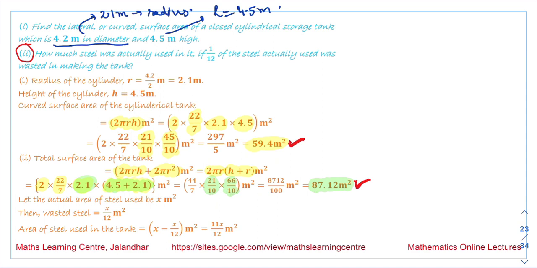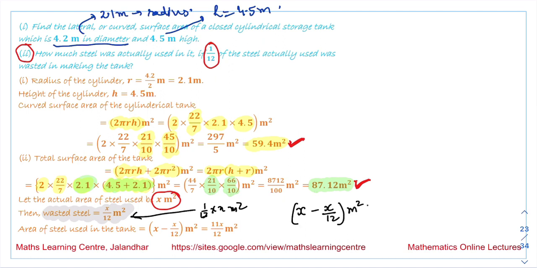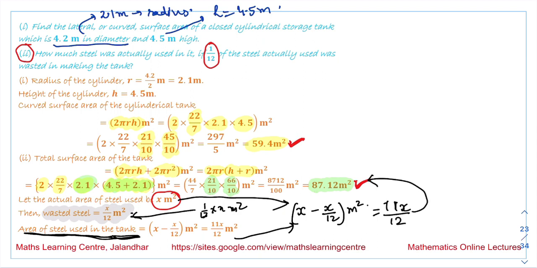Suppose the steel used in making the tank is x meter square. It is given that 1 by 12th of this value is wasted, so the wasted steel is 1 by 12 into x, that is x by 12 meter square. So the area of the steel used in the tank is x minus x by 12, which is 11x by 12, and this should be equal to 87.12 meter square.